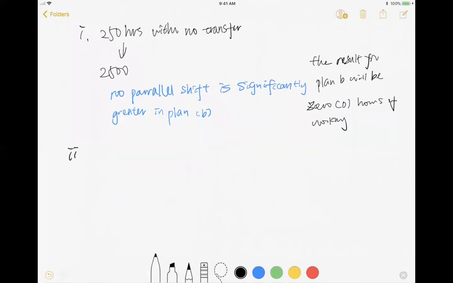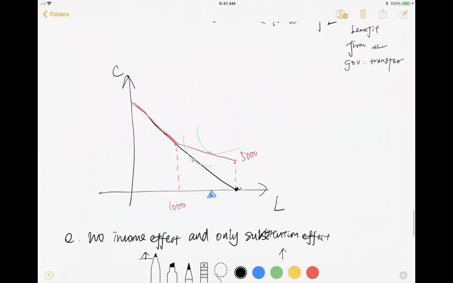And the largest reduction in hours worked is for someone who would have worked 1,500 hours under no transfer. So it's a person over here. 1,500 hours of work means leisure is 500 hours. So this person is over here.